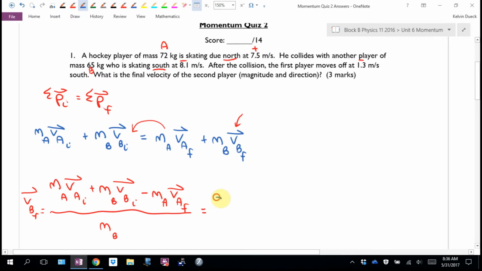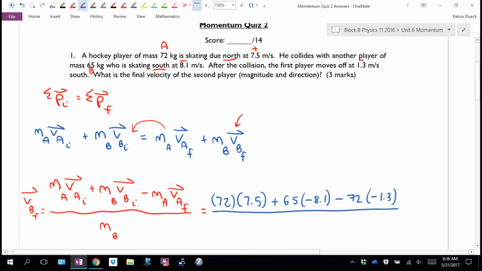Mass A, 72. Velocity A, positive 7.5, plus sign. Mass B, 65. Velocity B, negative 8.1, minus mass A, 72. Velocity A final, negative 1.3. All over 65.